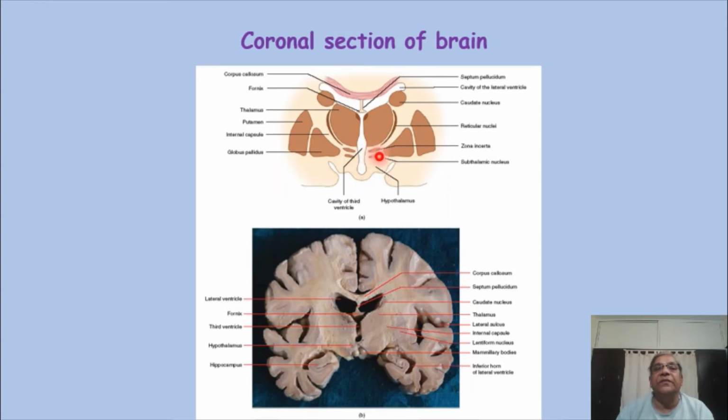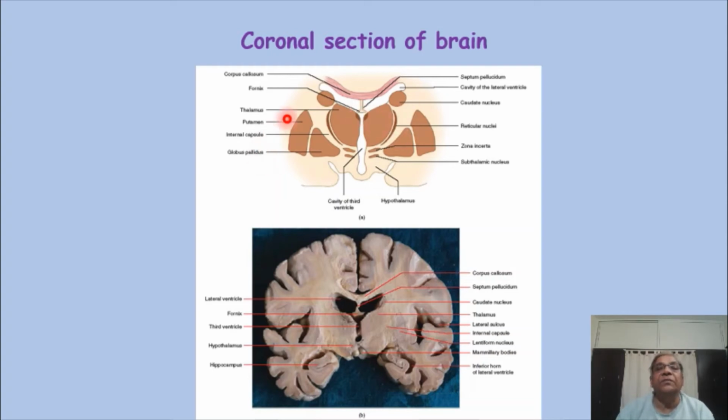Thus this is the ventral diencephalon and this is the dorsal diencephalon, and on either side it is bounded by the internal capsule. The band of white fiber, the internal capsule, is here, and above this the thalamus is bounded by the right and left lateral ventricle, and this is the corpus callosum, septum pellucidum, and this is the fornix.